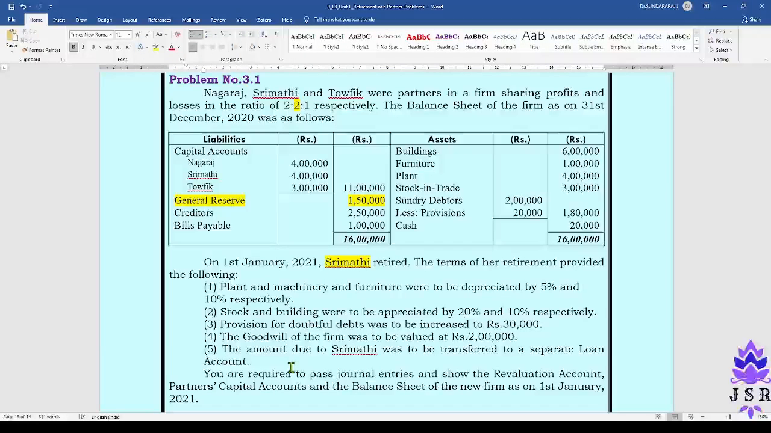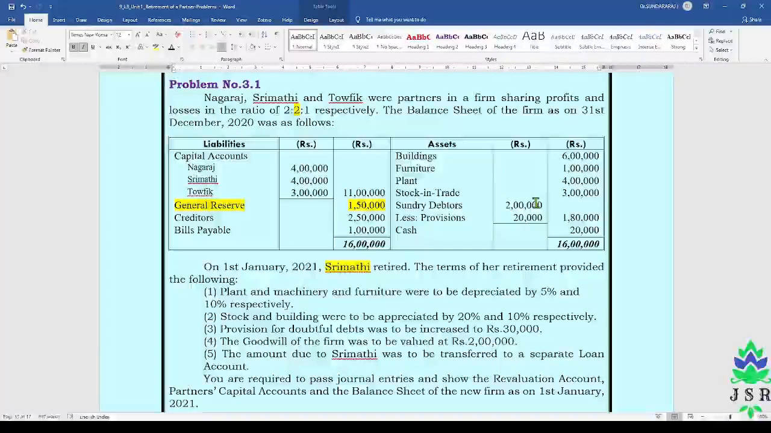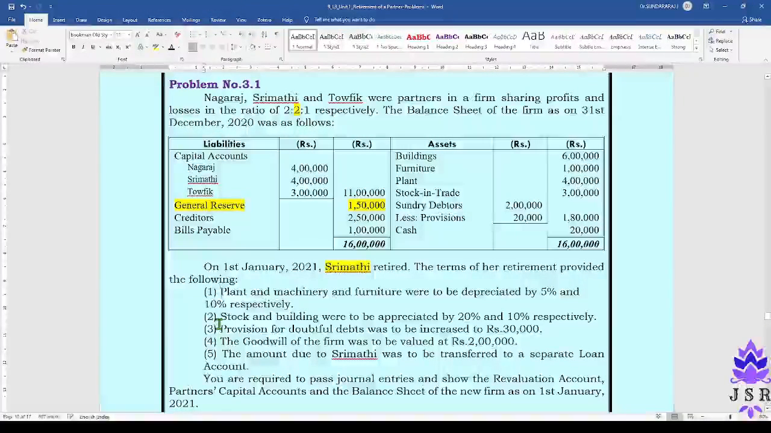Dear friends, now we will prepare the revaluation account and its related journal entries with this problem. Point number 1, point number 2 and point number 3 are discussing the revaluation of assets and liabilities in this problem. With regard to point number 1, plant and machinery and furniture were to be depreciated by 5% and 10% respectively. Dear students, please note it down.